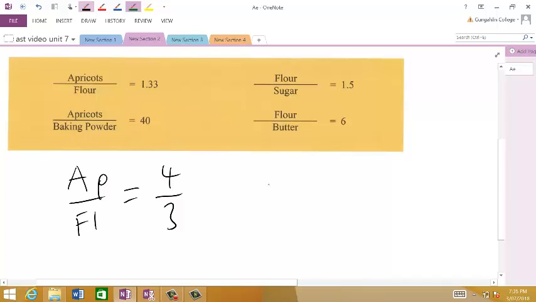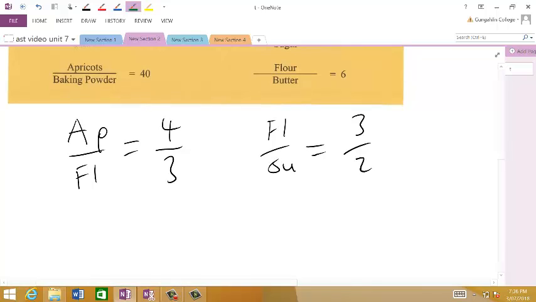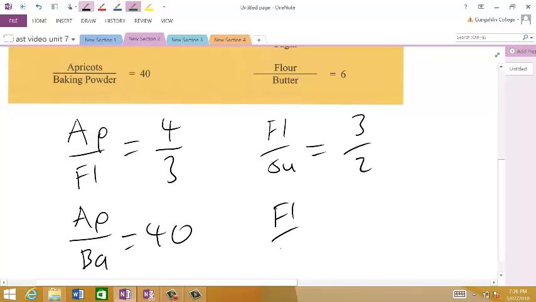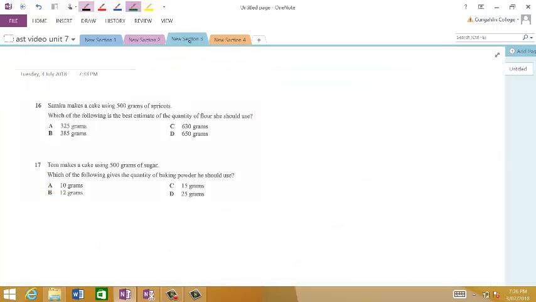Then we have flour over sugar equals 3/2, which is the same as 1 over 1.5, and apricots over baking powder equals 40, and then we have flour over butter equals 6. These equations will make it a lot easier to solve our problems. Okay, so let's look at our question.